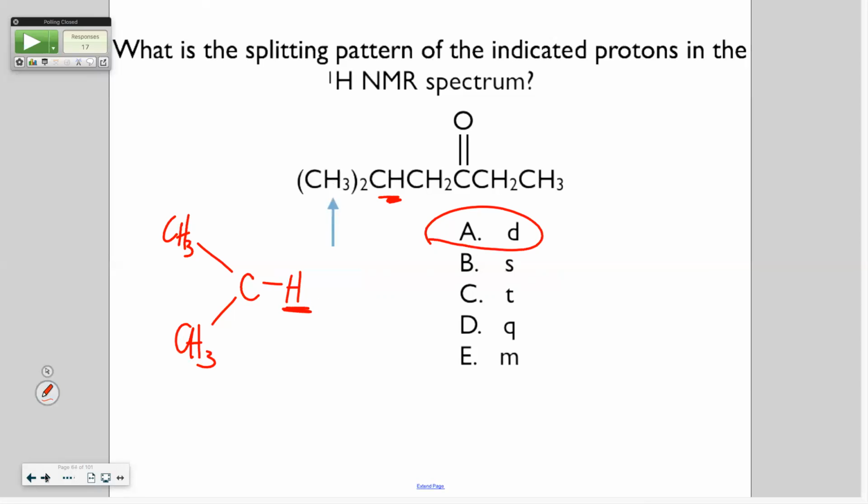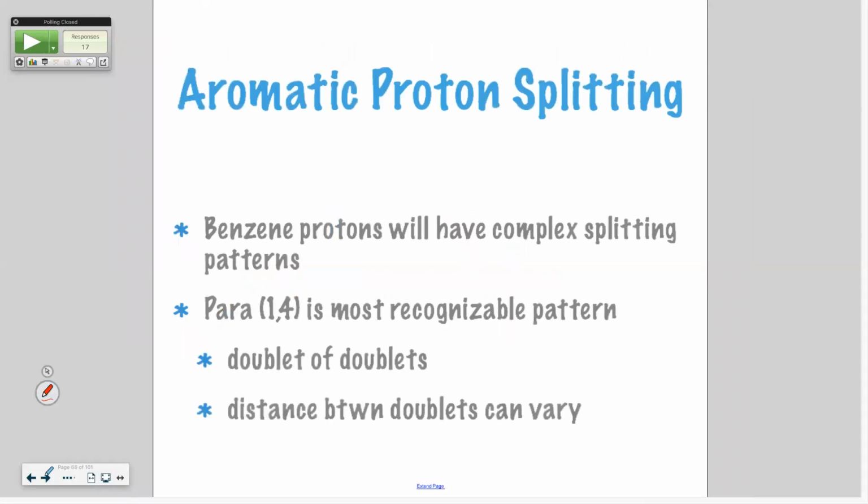Do I have one more? Surely I have one more. No, okay. Darn, I thought I had that CH3 on the right. But you got it now, right? So at the beginning on Friday, I'm going to ask you a splitting question.